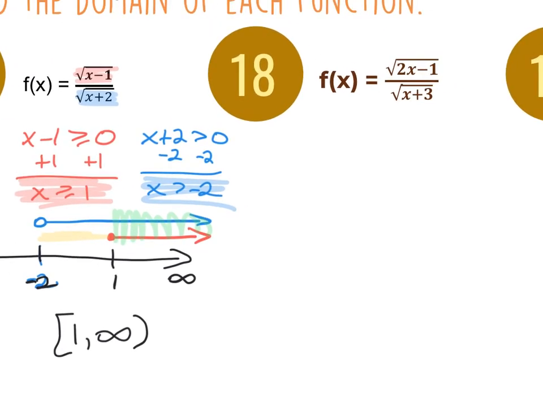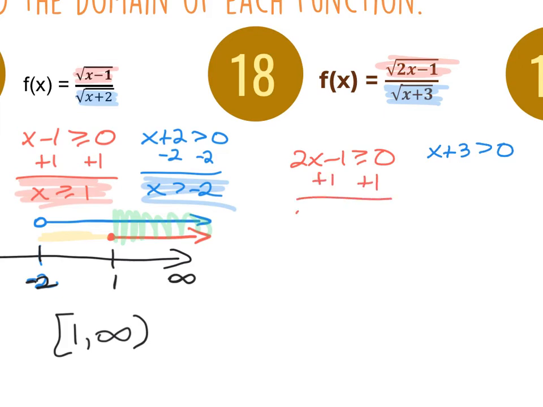Again, I've got a fraction and I've got double radicals here. I need to check both. So I'm going to take my numerator. And again, remember, for the numerator, when the radical's in the top, it's just greater than or equal to 0. But for the denominator, we can't have it equal 0. So that's why it's x plus 3 greater than 0. Solve each one. 2x equals 1. Divide by 2. X is greater than or equal to 1/2.